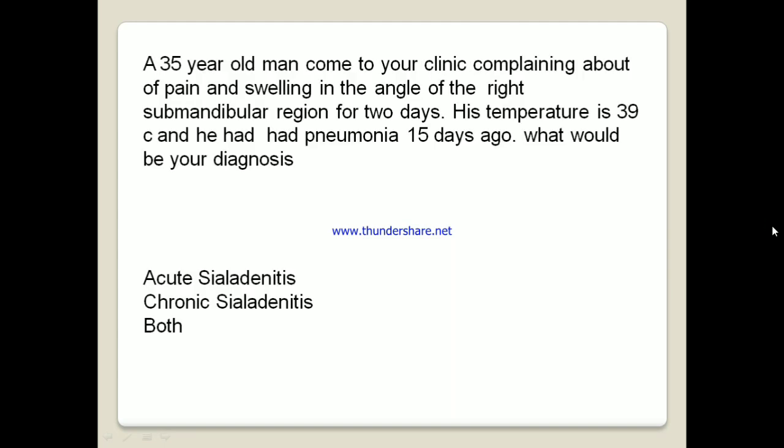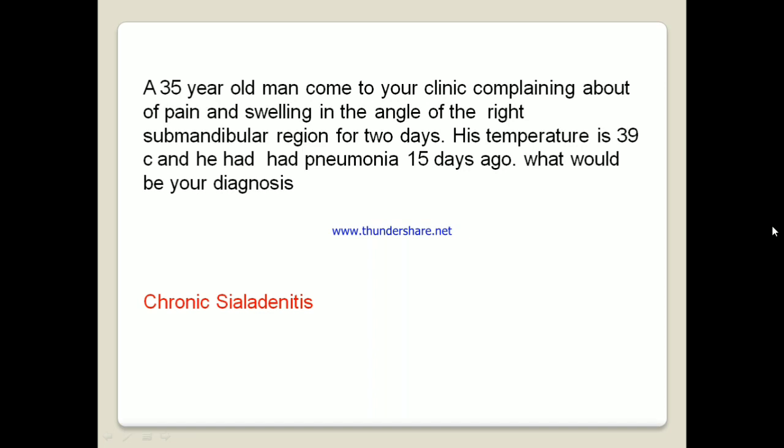The most common complication of mumps is B. Orchitis. A 35-year-old man comes to your clinic complaining about a pain and swelling in the angle of the right submandibular region for 2 days. His temperature is 39 C and he had pneumonia 15 days ago. What would be your diagnosis? Acute sialadenitis. Chronic sialadenitis. Both.